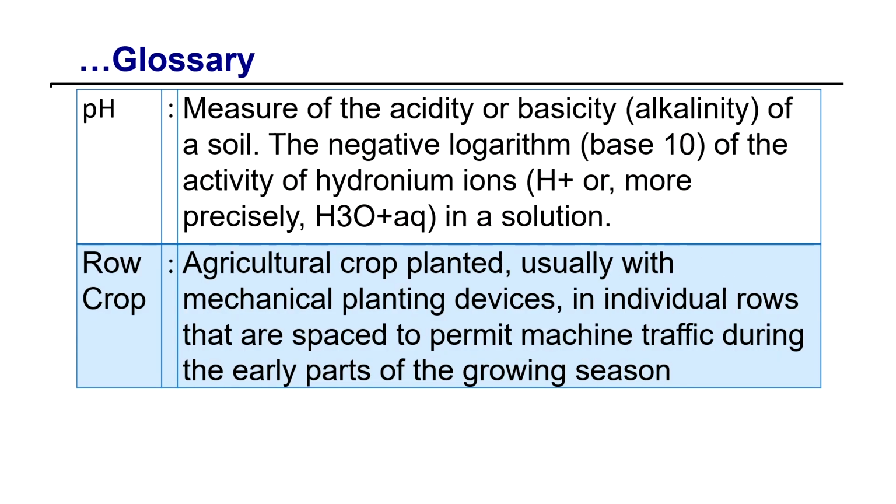pH, with respect to soil, is a measure of the acidity or basicity, that is alkalinity, of a soil: the negative logarithm, base 10, of the activity of hydrogen ions, or more precisely H3O+ aqua, in a solution. Row crop: an agricultural crop planted usually with mechanical planting devices in individual rows that are spaced to permit machine traffic during the early parts of the growing season. So, a row crop is generally sown in lines, or a line crop.